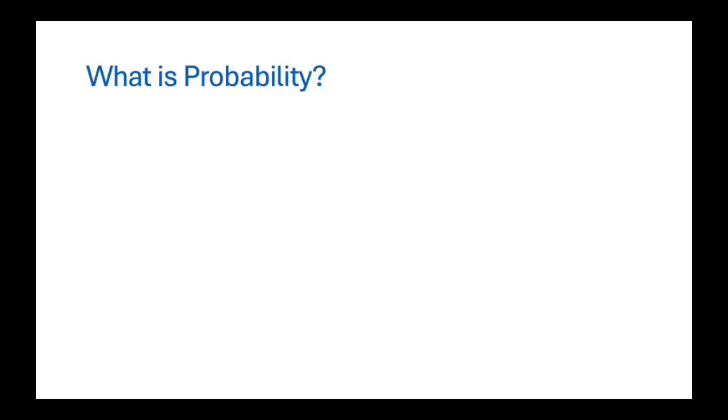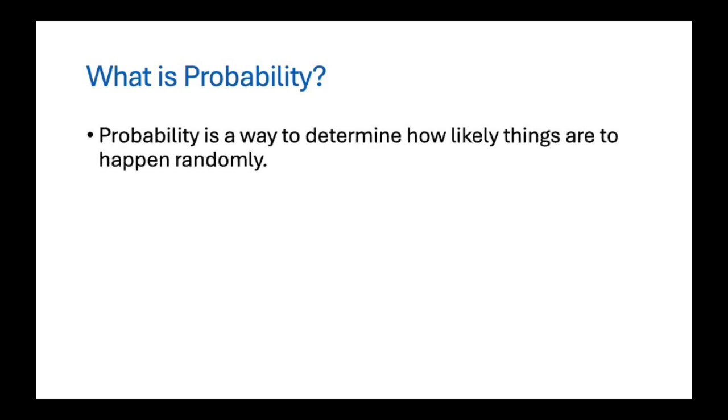What is probability? Let me see what you got. Your very first thing on your sheet is what is probability? I want you to write that down. I'm going to give you some time to do that. Probability is a way to determine how likely things are to happen randomly. I would like to read that again now that most of you are finished. Probability is a way to determine how likely things are to happen randomly.